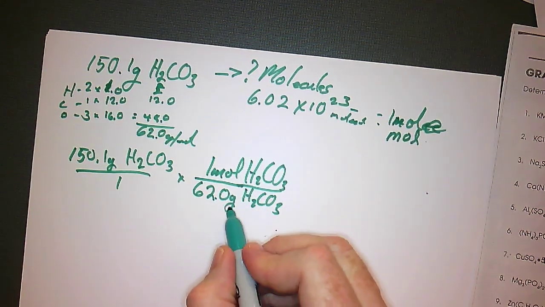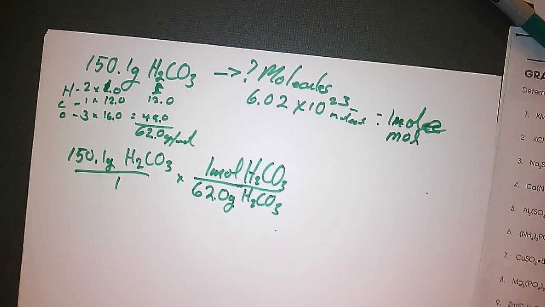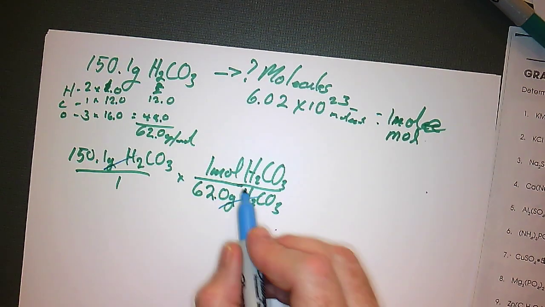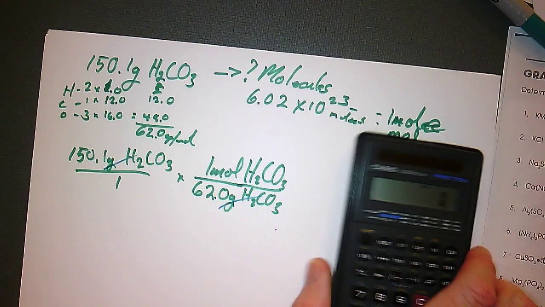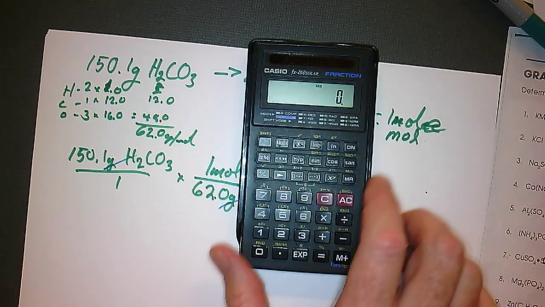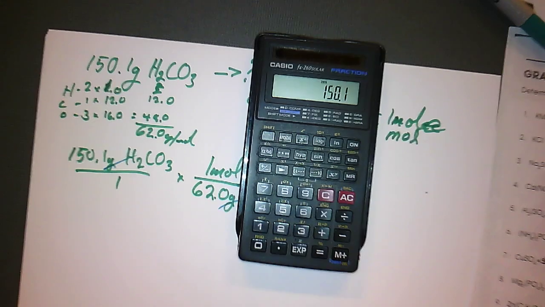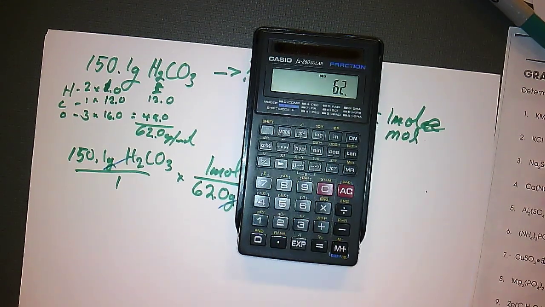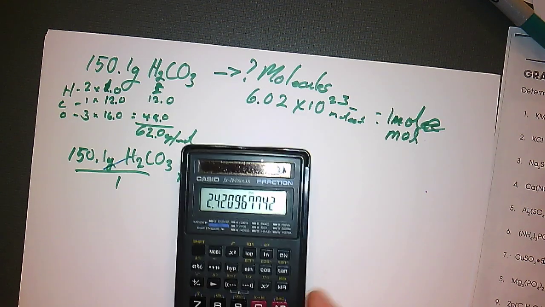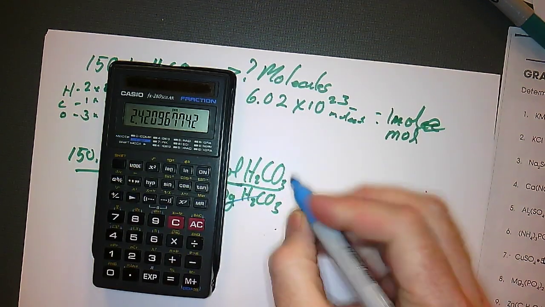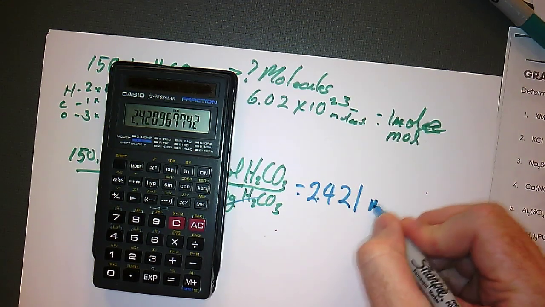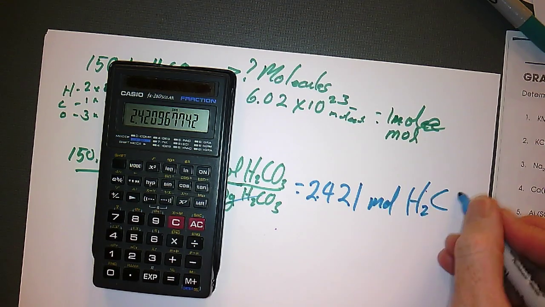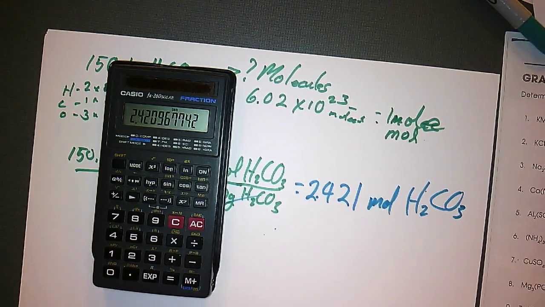Then we can cancel out, I'll use a different color to cancel. Cancel out our grams, and we're left with moles. So we punch it in the calculator. We multiply the top and divide by the bottom. If I take 150.1 times 1, what am I going to get? 150.1. So I don't need to waste time putting that in the calculator. I just go 150.1 divided by 62, and I have 4 significant digits, so we'll keep 4 significant digits. My answer is 2.421 mole H2CO3. Step 1, done.